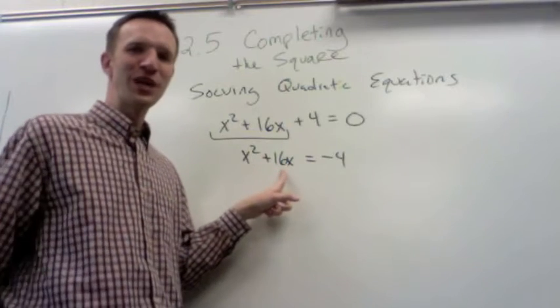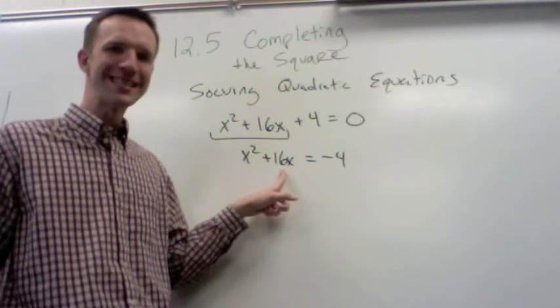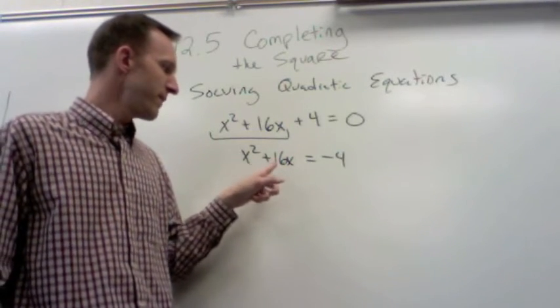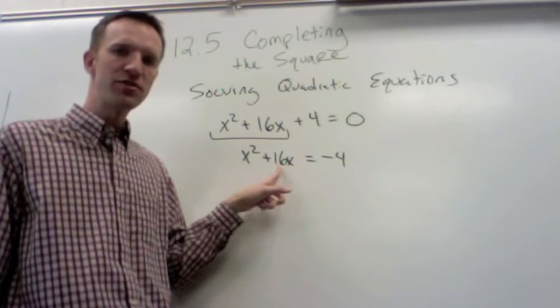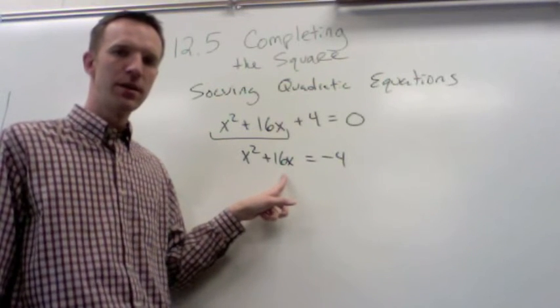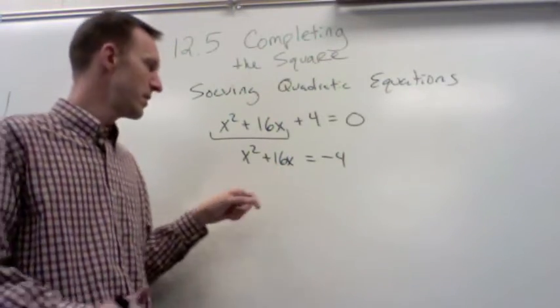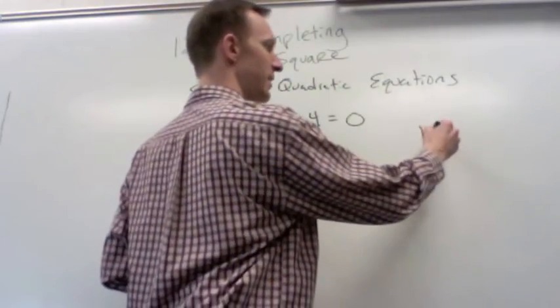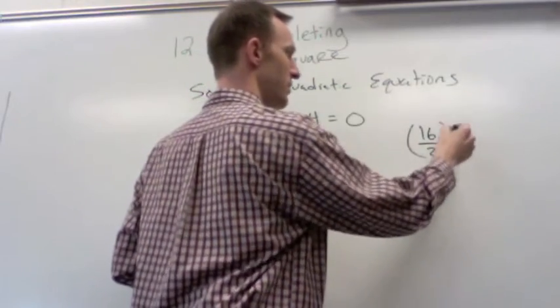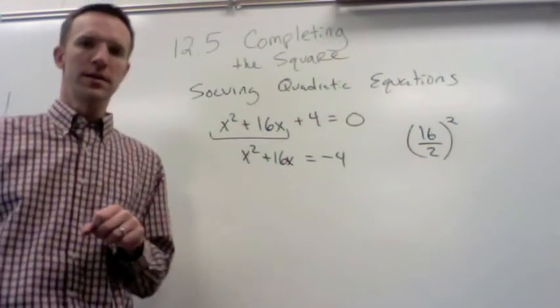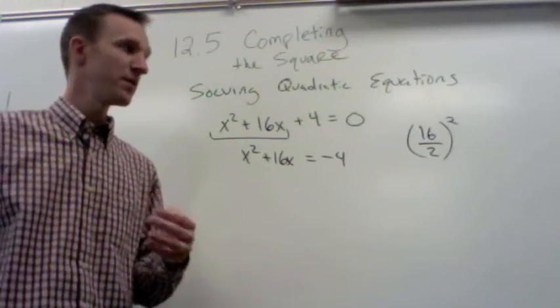We look at this 16x. That's the b value. That's 16. To find what we have to add to each side of the equation, you take half of the 16 and then square it. It's always that number divided by 2 squared. So maybe over here, 16 divided by 2, square it. 16 divided by 2 is 8. 8 squared is 64.